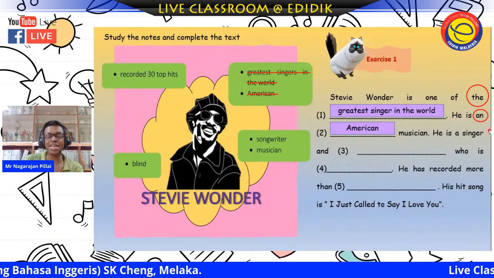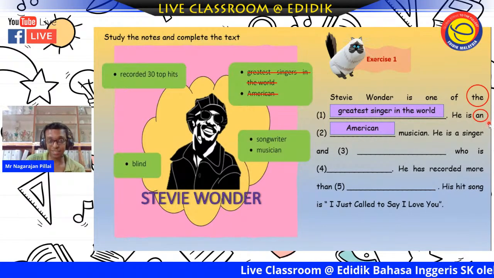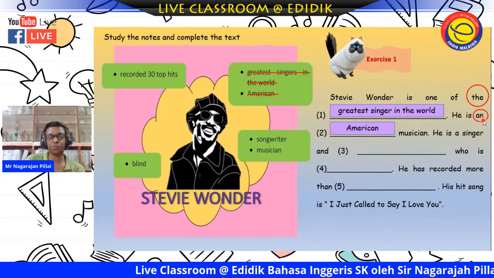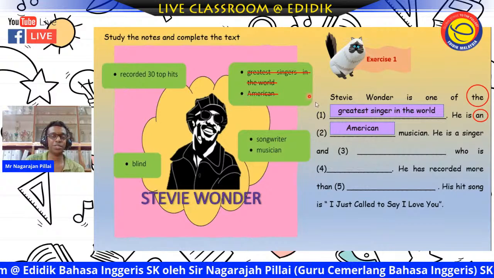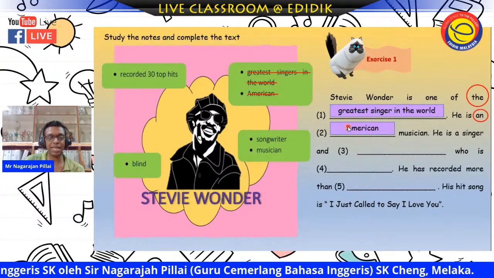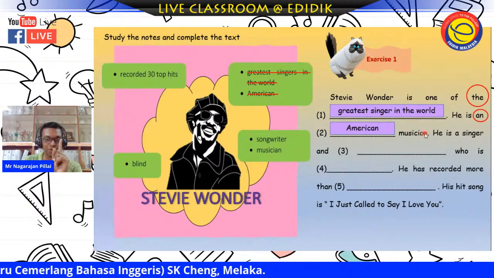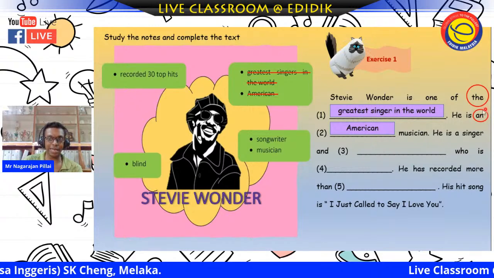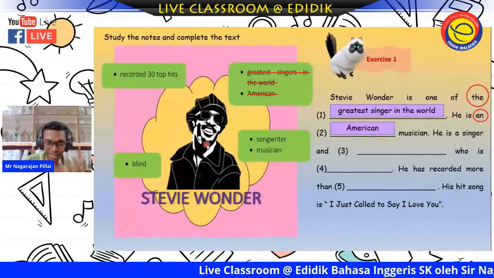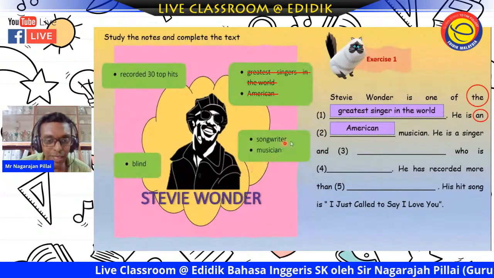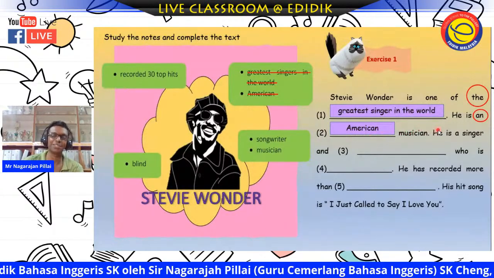Remember I showed you in the previous notes, the article "an" is used for a singular subject that starts with a vowel. So the word American starts with the letter A. This musician is a noun and it's a singular noun. So that's why there is "an" here. You need to find words from the stimulus that start with a vowel, and the only word here is American. Okay, easy, right? Okay, next.